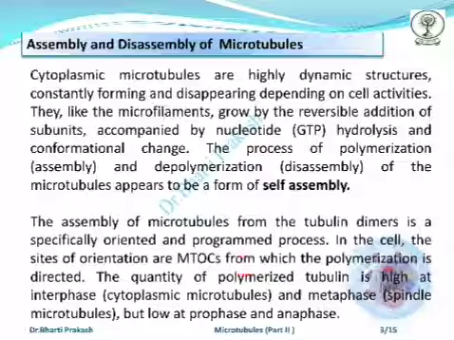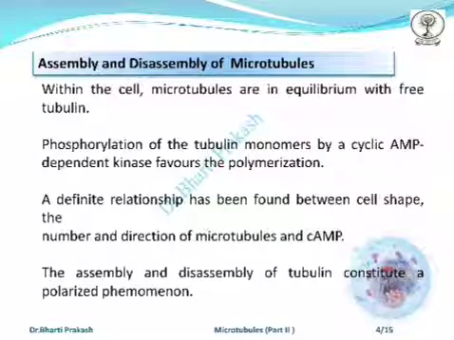The quantity of the polymerized tubulin is high at the interphase and metaphase, but it is low at prophase and anaphase. Within the cell, the microtubules are in equilibrium with free tubulin.